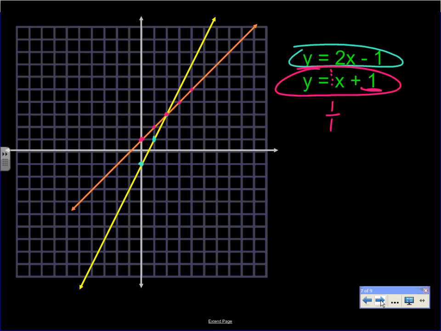And if we look, what's the solution there? Where are those two lines crossing? Let's see, the x from the origin: 1, 2 to the right. 1, 2, 3 up. (2, 3) is the solution there. Solution (2, 3) is that point where they're crossing.